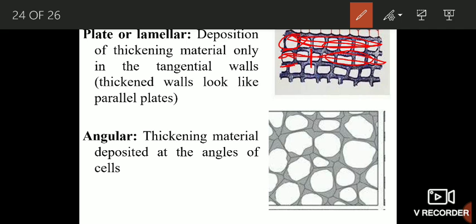Another one is angular. In this type, thickening material is deposited at the angles of the cells. Here you can see these are the angles of the cells, the corners. Thickening material is deposited here, not here. Here you can see also the thickening material is deposited at the angles of the cells, at the corners of the cells.